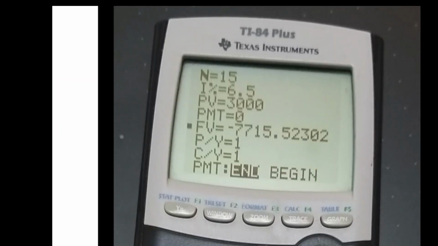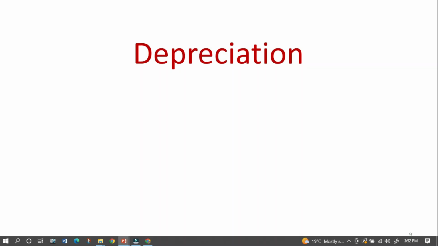Now you can see a negative sign with the future value because it says negative 7,715.52302. Now just don't confuse yourself, ignore the negative sign, just write your answer as positive 7715.523. If you want to give your answer to 3 significant figures, it's going to be 7,720.